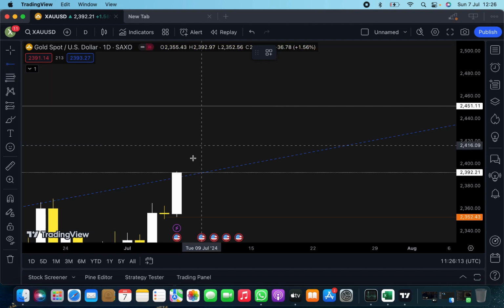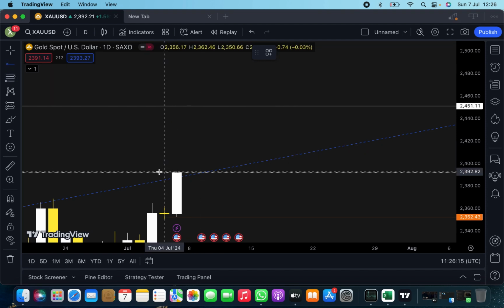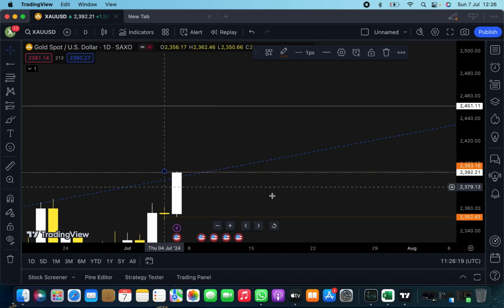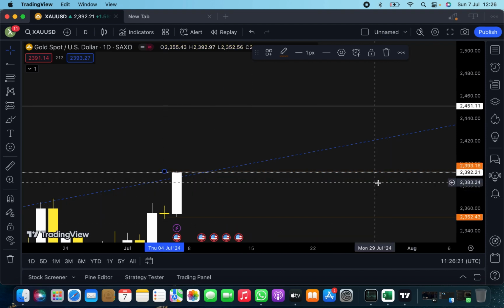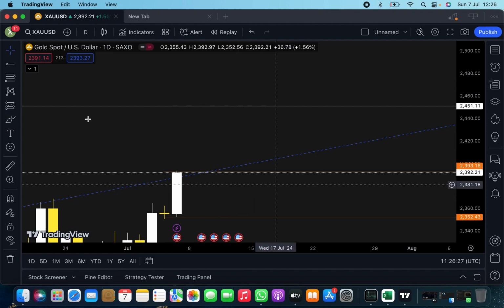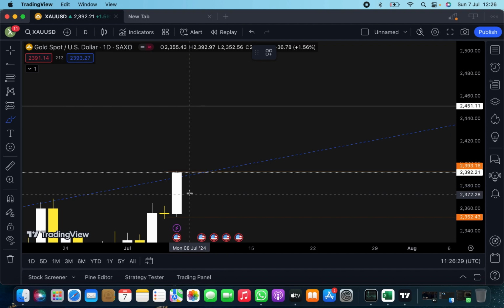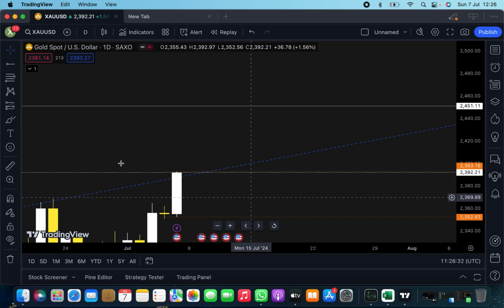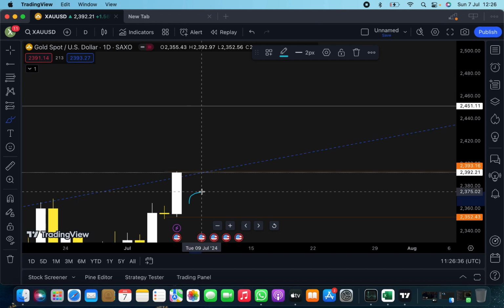Okay? And then the same thing applies here. I will only buy gold if price is above this orange line. If price is not above this orange line, I will not. Anything that happens in between here is just consolidation. Okay? Anything that happens in between this is just consolidation.